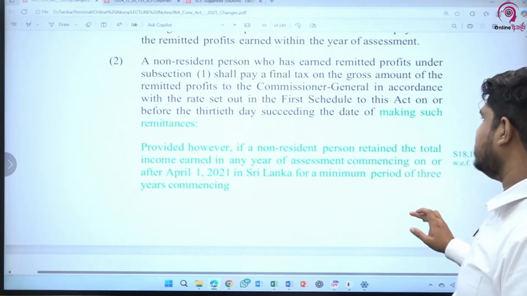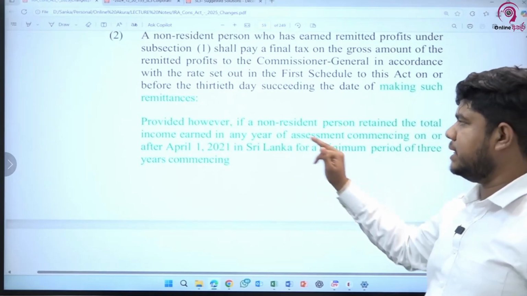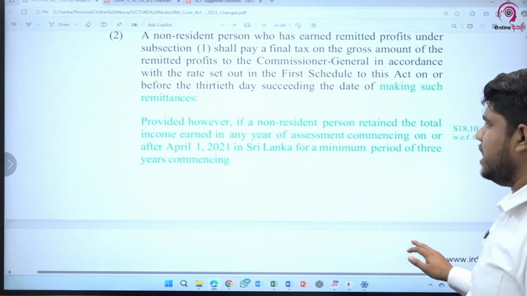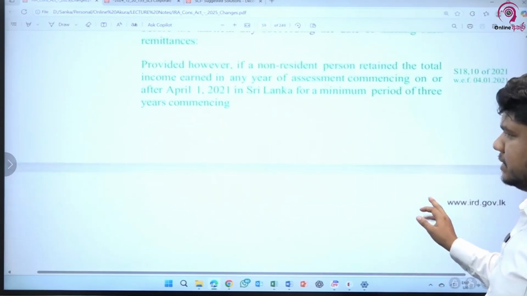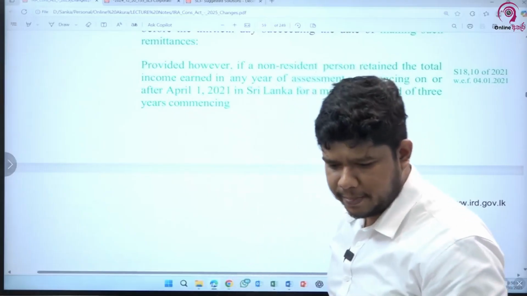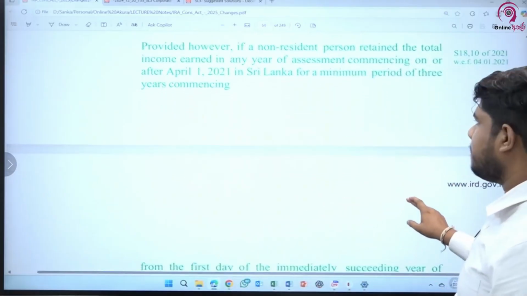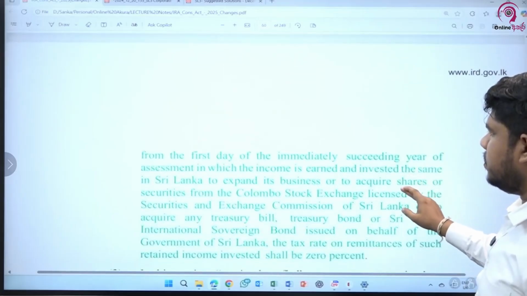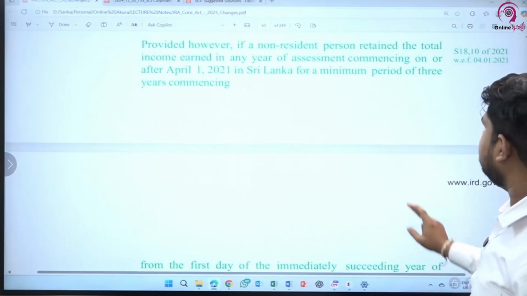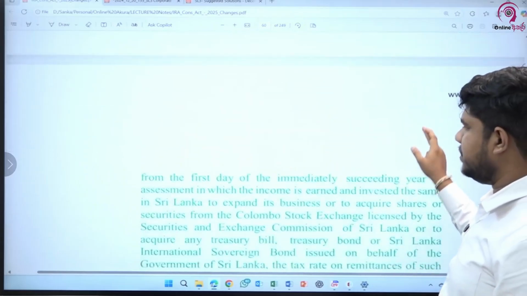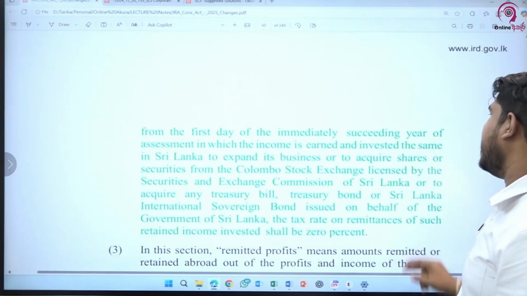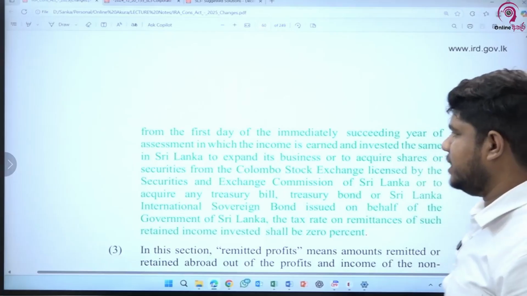Provided, however, if a non-resident person retains the total income earned in any year of assessment commencing on or after April 1st, 2021 in Sri Lanka for a minimum period of 3 years. Now you have retained the profit, you don't remit it, you don't send it abroad, you retain it. Then what happens? For a minimum period of 3 years commencing from the first day immediately succeeding the year of assessment in which the income is earned, and invested the same in Sri Lanka.